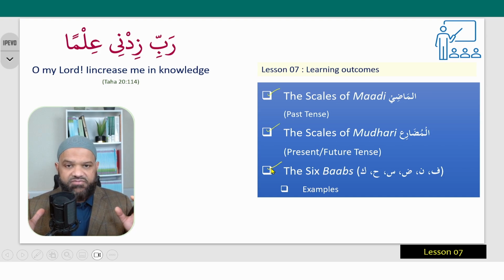So there are 6 babs or abwab in Form 1, and we're going to introduce all 6 of them in this lesson. If you learn one of them very well, you will be able to conjugate as well as recognize any verb that follows that pattern. So we're looking at thousands and thousands of verbs in the madi and the mudari, which you should be able to recognize after this lesson.